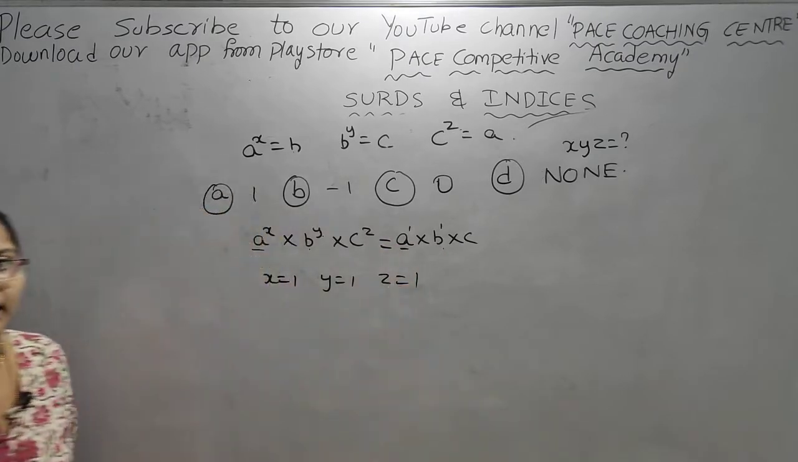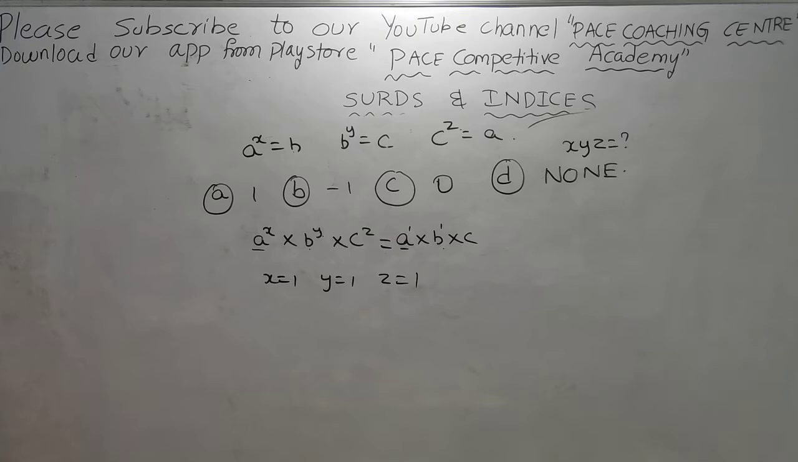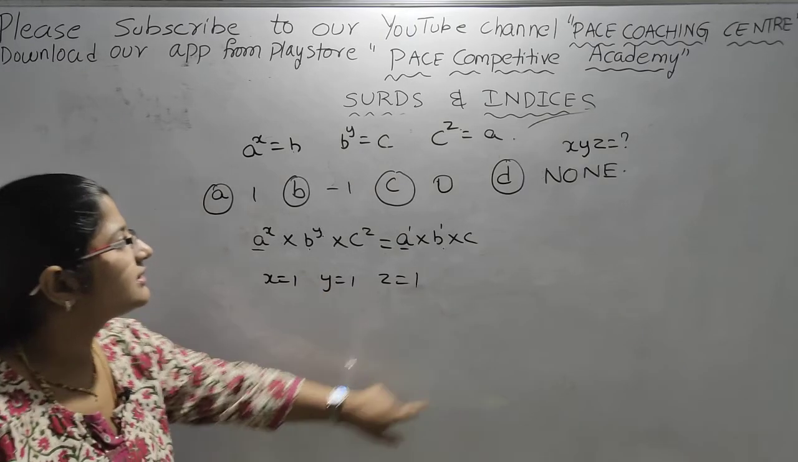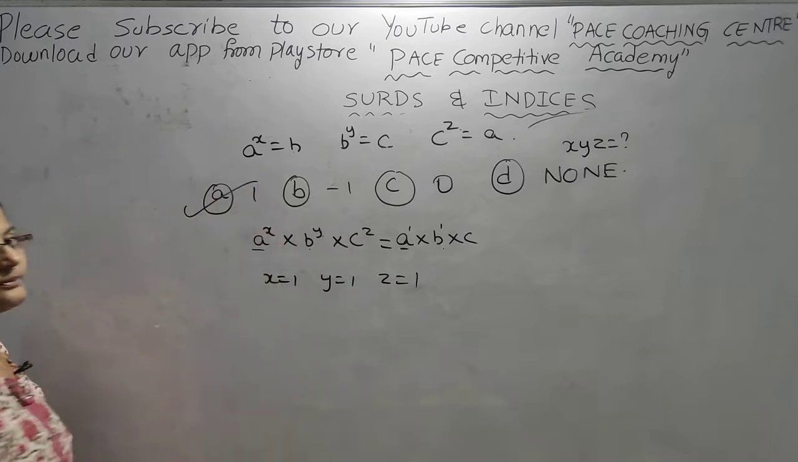So we got the values of x, y, z. So he is asking x into y into z, which is nothing but 1 into 1 into 1. That is nothing but 1.